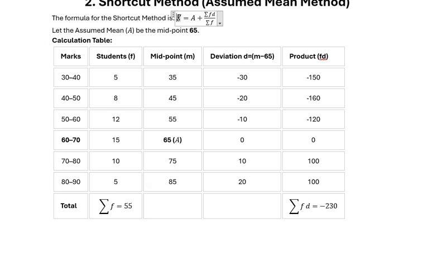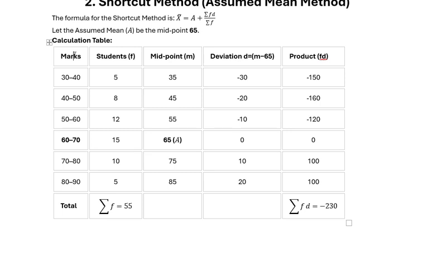I'm talking about this: mean equals assumed mean plus sigma fd upon sigma f. Here fd means deviations, and f means frequency. The question has already given you marks and students.